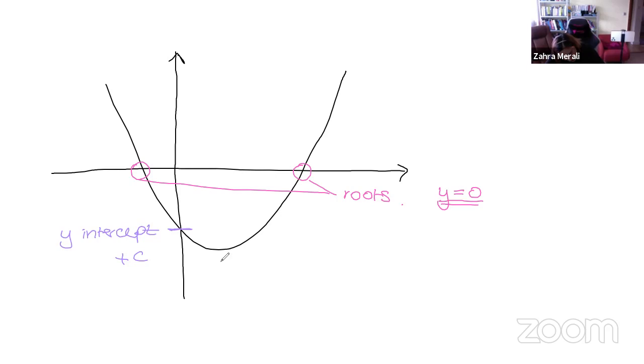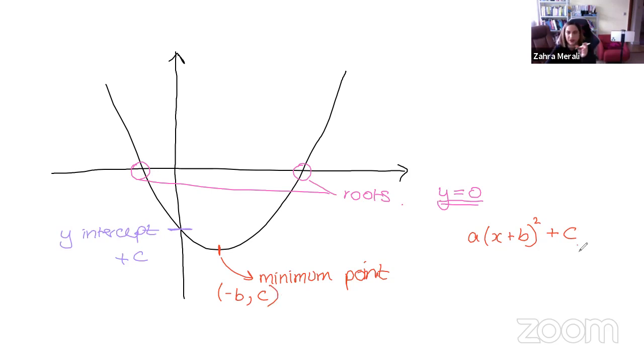You get this point here, which is a minimum point. And when you have completed the square form, so when you have something in the form x plus b squared plus c, this minimum point is minus b, c. So the y coordinate is whatever is afterwards, and whatever makes that bracket equal 0 is the x coordinate of your minimum point. So those are all the features that you need.